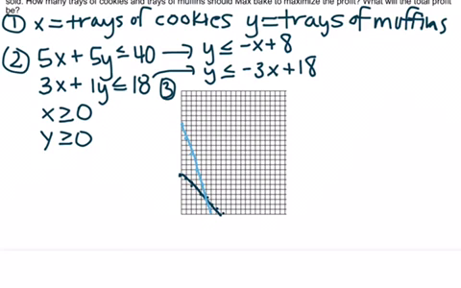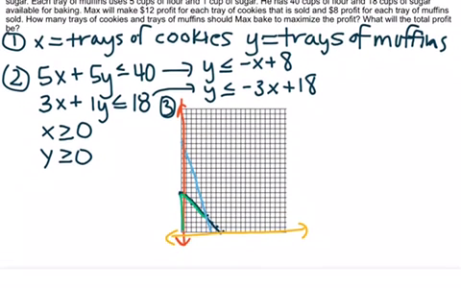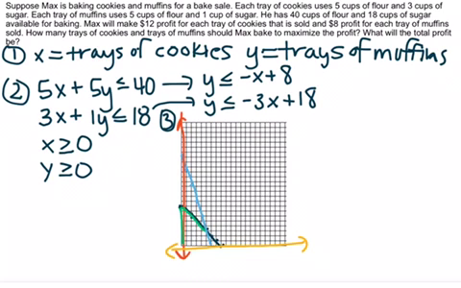And we can't forget about our other two inequalities. We want x to be greater than or equal to 0. We want y to be greater than or equal to 0. So our shaded region ends up being right down here in this corner. It's kind of a four-sided figure.